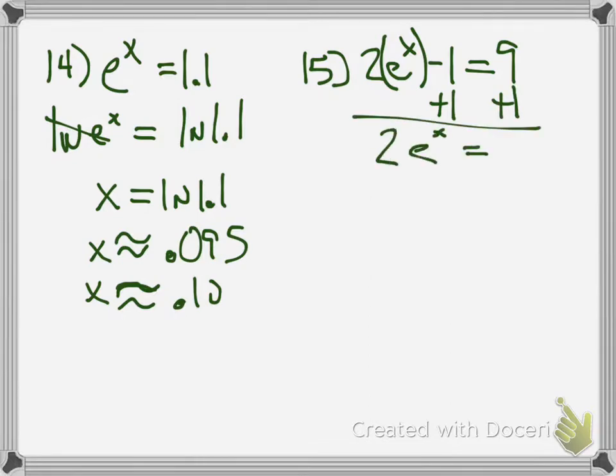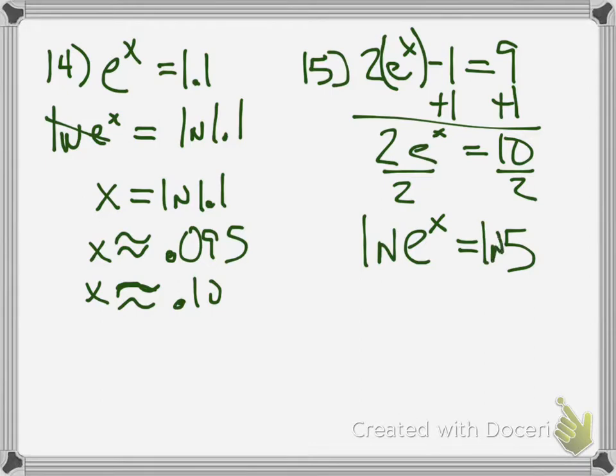I know. Alrighty. So now next, what can I do with the 2? I can get rid of it by dividing. So I now have e to the x is equal to 5. Now I have e to the x all by itself. Now I'm where I was at 14. So now I can put the ln here and here and get x, because the natural log and the e cancel each other out, equals natural log of 5.